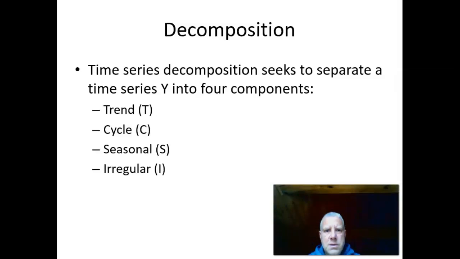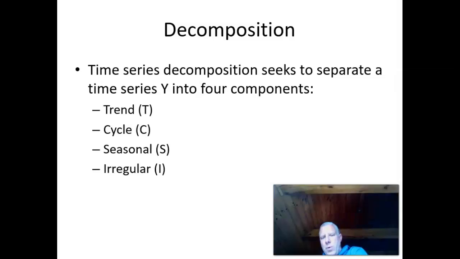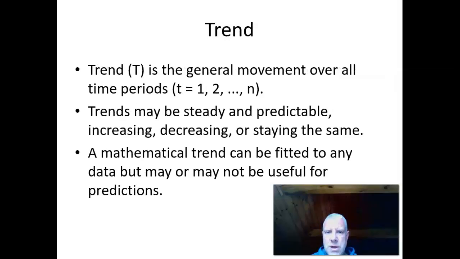So time series data can be decomposed into 4 different components. There's a trend, a cycle, seasonal, and irregular component. So the trend is the movement up or down. So the long-term trend is what we're trying to figure out.